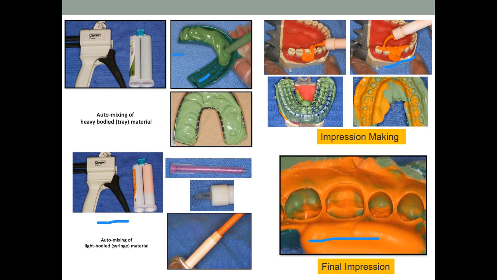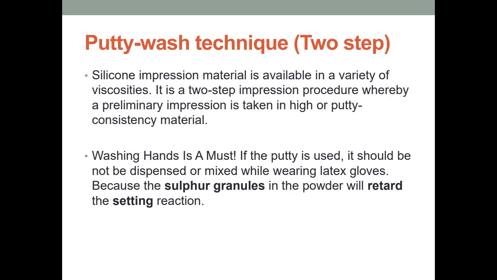Then come to the putty wash technique, two steps. In this, silicone impression materials are available in a variety of viscosity. It is a two-step impression procedure where the primary impression is taken by the heavy or high putty consistency, which is followed by the final impression, which is made with the light body. We can see here.